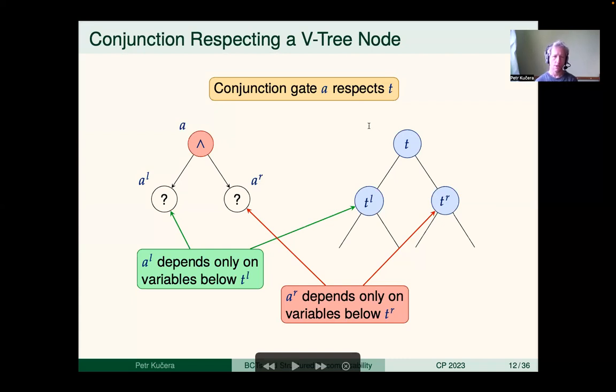If the following condition holds: the left inputs to the gate A, which is this AL, depend only on the variables that are below TL. So not necessarily all of them, but all the variables that are below AL are also below TL. And the same goes for the right input: all the variables that are below AR are also below TR in the V-tree.